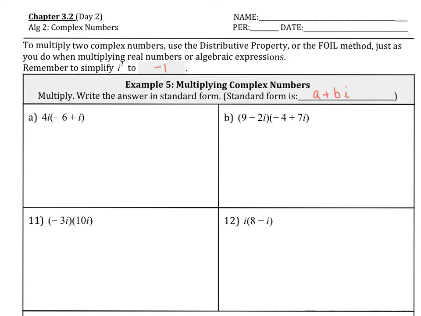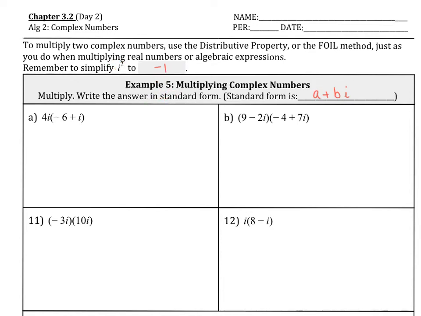Chapter 3.2, Day 2, Complex Numbers. To multiply two complex numbers, use the distributive property or the FOIL method, just as you do when multiplying real numbers or algebraic expressions. Remember to simplify i squared to -1. So we did that before, that i squared equals -1. So remember to put that i squared as -1.